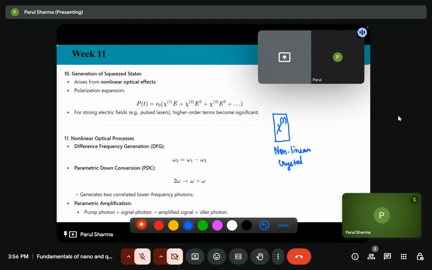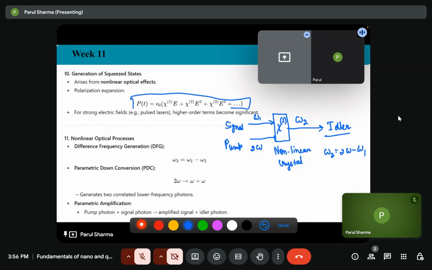So suppose we are giving signal and pump frequencies, omega 1 and omega 2. Okay. So omega 3 can be 2 omega 2 minus omega 1. So this is the parametric down conversion. So the polarization expansion is this.